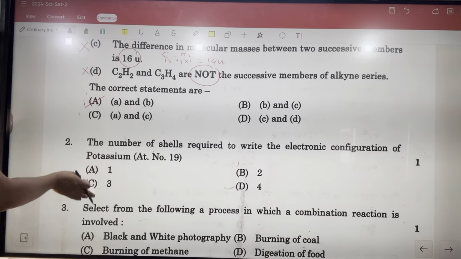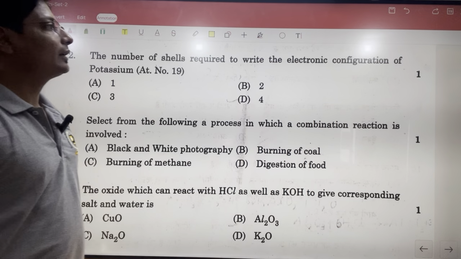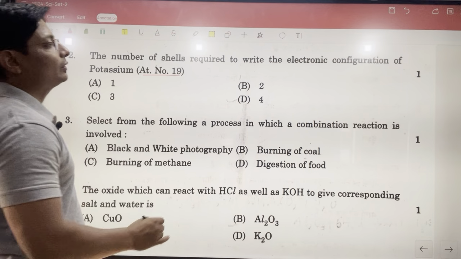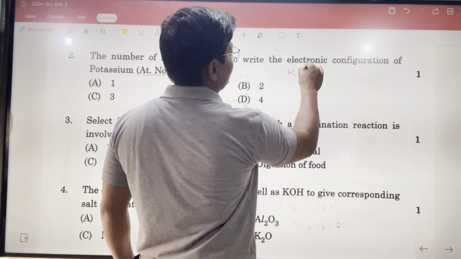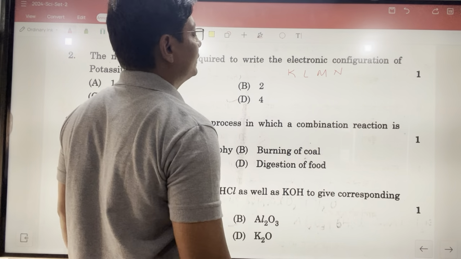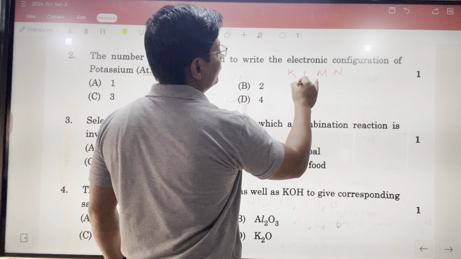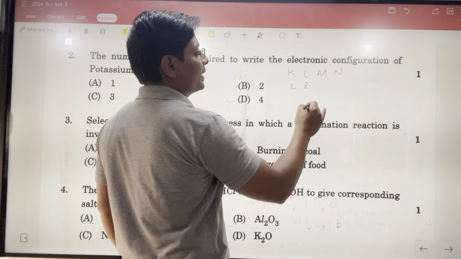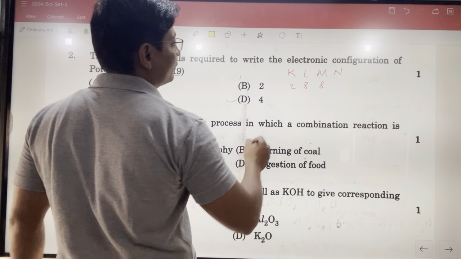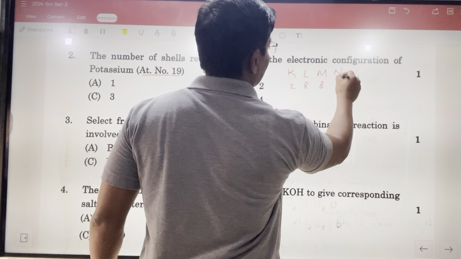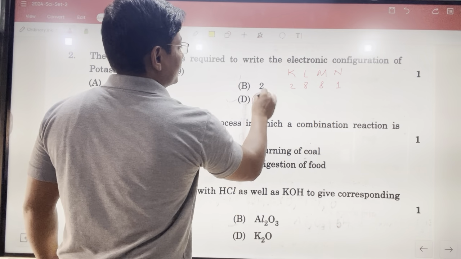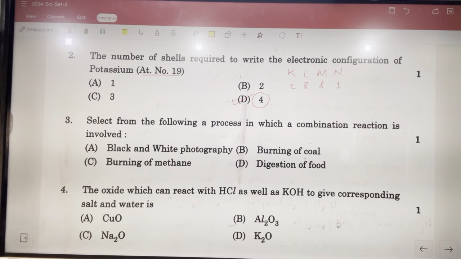Then second question is the number of shells required to write the electronic configuration of potassium. That is, atomic number of potassium is 19. So we know that we have the shell configuration. So here first shell will be consisting of 2 at the max, second can be accommodated at the max 8, then this also 8. Then here we require 19. So this will make 18. So we have one more electron in the next shell. So that makes it 4 shells. Okay. So therefore it is option D.